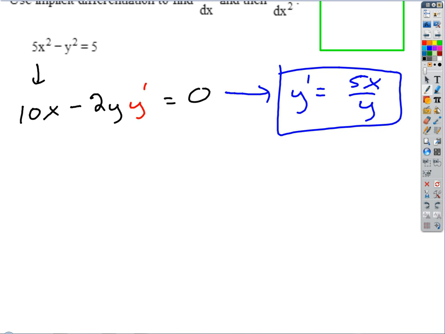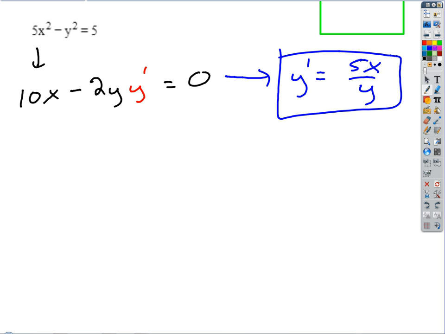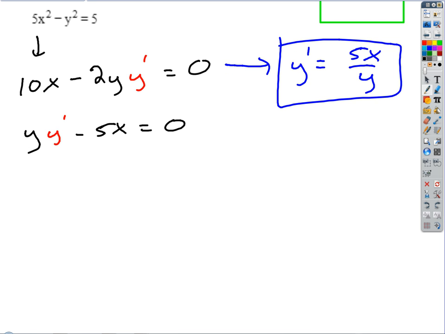While we're at it, why not factor out a -2, divide by -2, so we just change the signs. So we end up with y prime minus 5x equals 0. Pause there, is everybody okay with that? Okay, just to set ourselves up to have easier algebra. And now we'll just differentiate again.